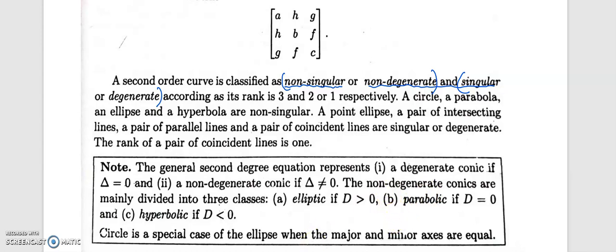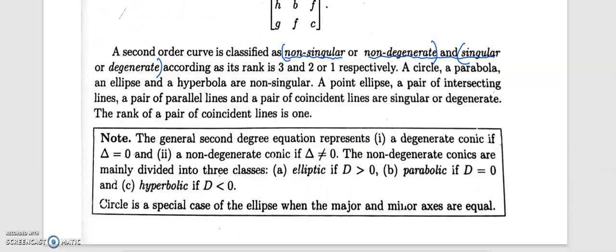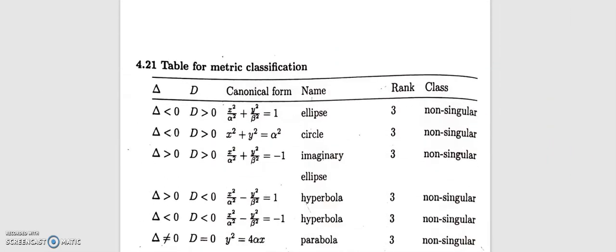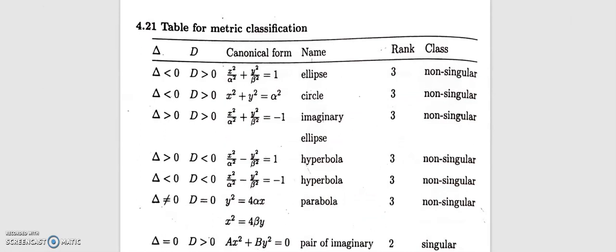Now, a circle is obtained as a special case of ellipse when a and b are both equal. So the circle condition is that d must be greater than 0. When you find the equation, the major axis and minor axis must be equal. So this is a table which gives the entire classification.